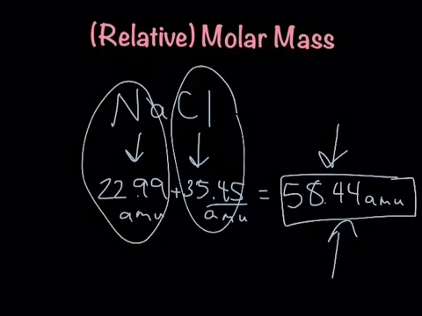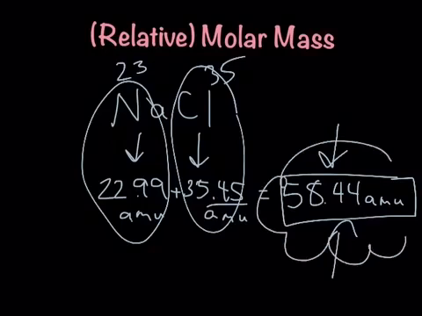In actuality, the weight of one sodium is either going to be 23 or 22. The weight of one chlorine is going to be 35 or 37. And so when you combine those together, you're going to get whole numbers. But overall, the total average of the sample is going to end up weighing 58.44 atomic mass units.